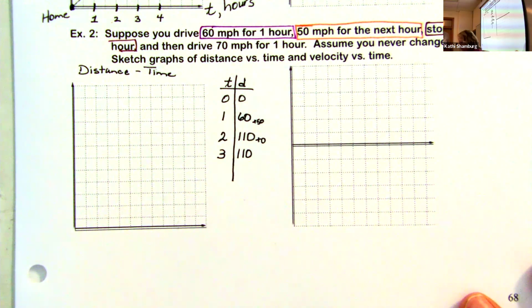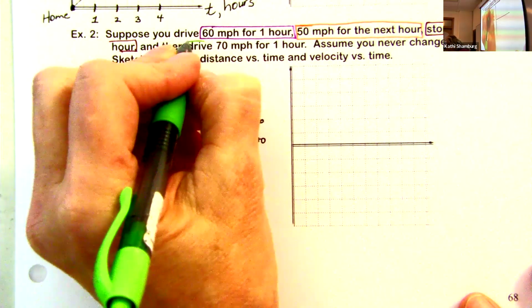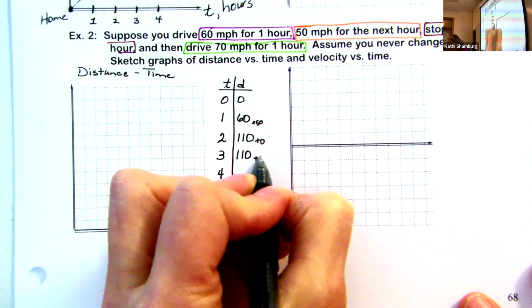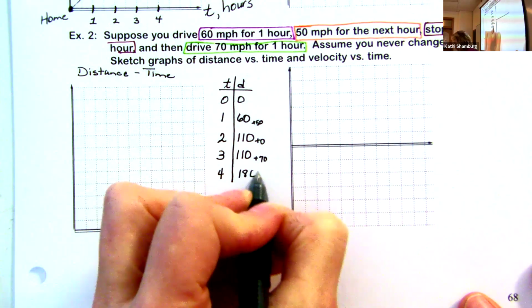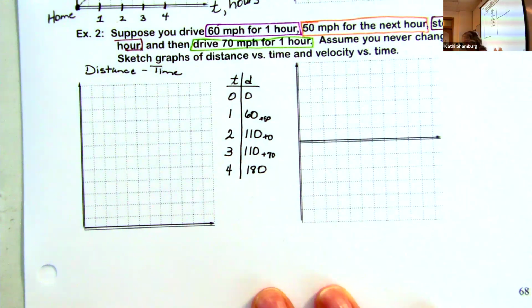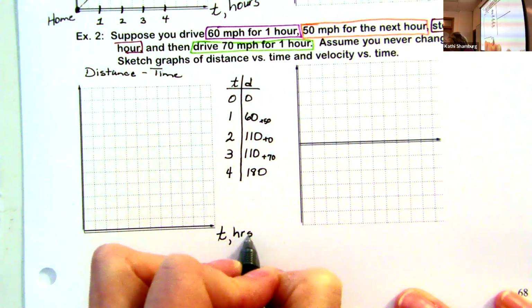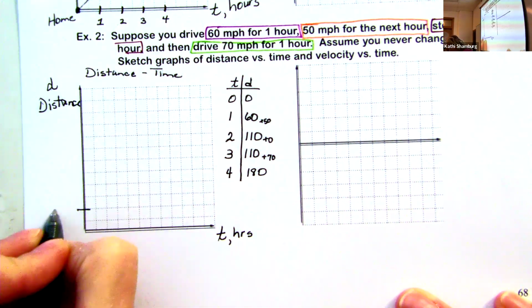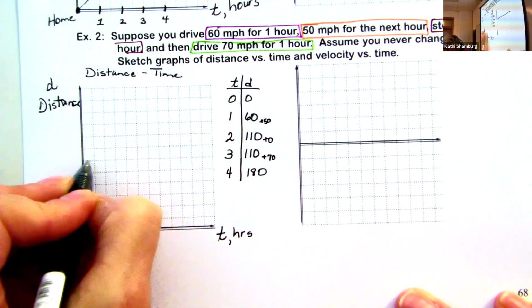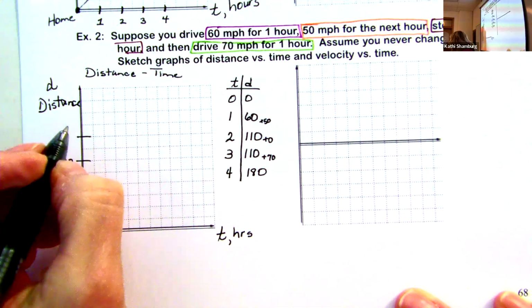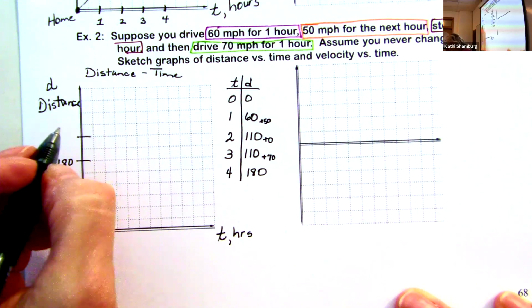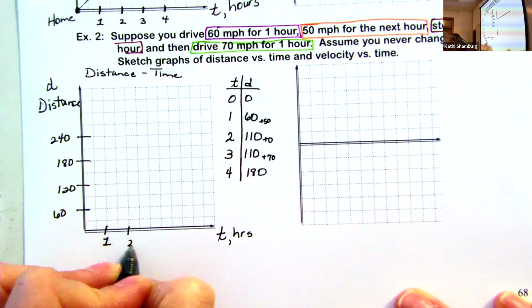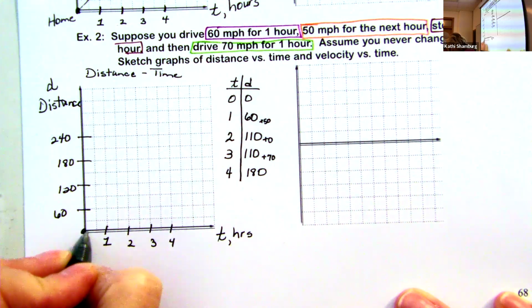And then, what color have I not used? Green. And then I drive 70 miles per hour for the last hour. So now I'm going to add 70, so I end up at 180. Okay, so how does that look on my graph? Well, here is T, my hours. And then, of course, this is D, my distance. And I'm gonna label it the same, 60, 120, 180, 240. And here I have 1, 2, 3, 4, and we start at home.